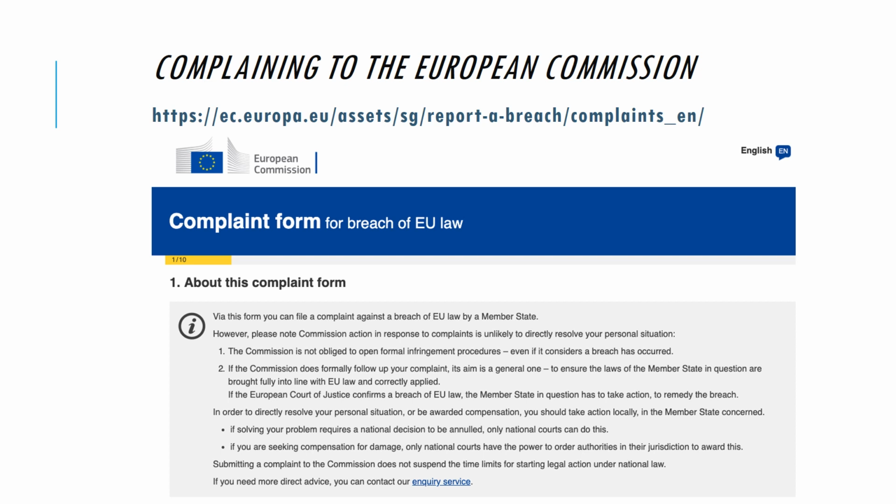Once the form has been submitted, the Commission will send an official acknowledgement within 15 days of receipt of the complaint. It then usually takes several months to obtain a substantive written response from the relevant department of the European Commission to indicate what action they propose to take.